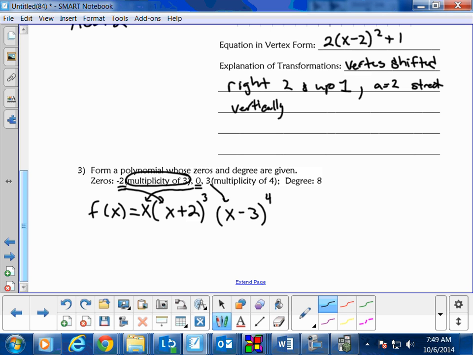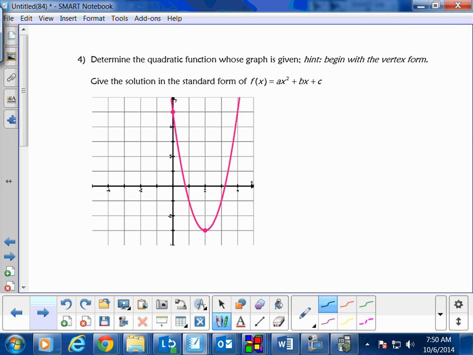The multiplicity of 4. Now, the degree 8 is going to be verified because you see how you have 1 here? The degree is found by adding up all the powers. So the degree in this case is 1 plus 3 plus 4, which results in a degree of 8. So we have a correct polynomial given these zeros with these multiplicities that we're looking for. Okay, great. Let's go over to the next one.